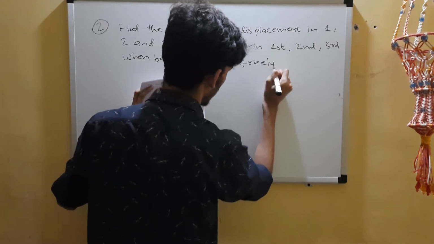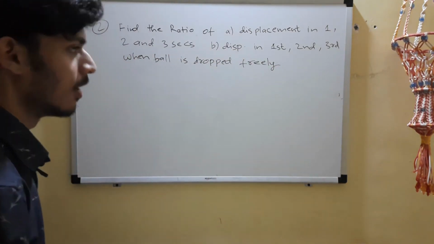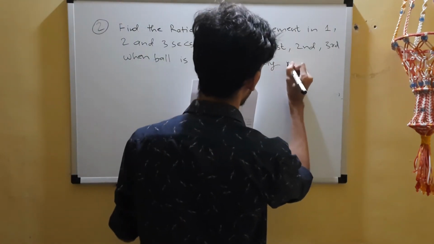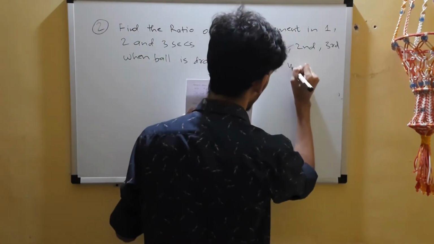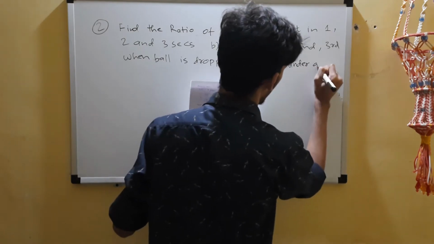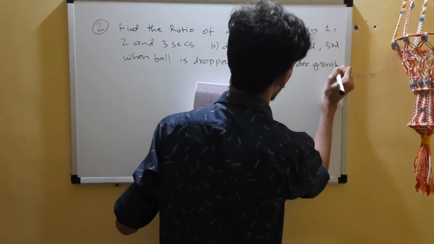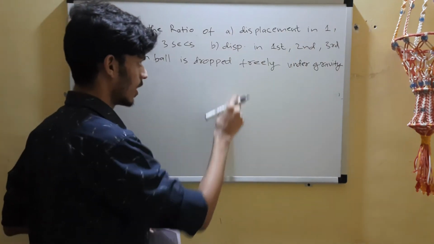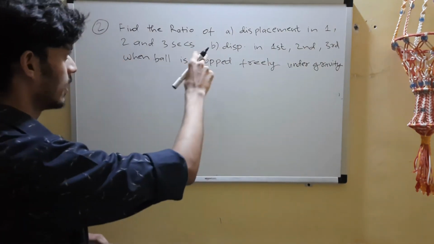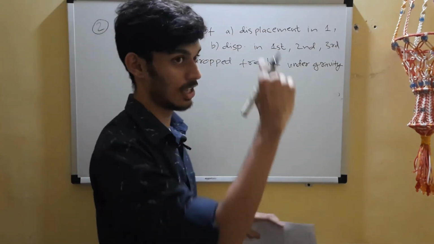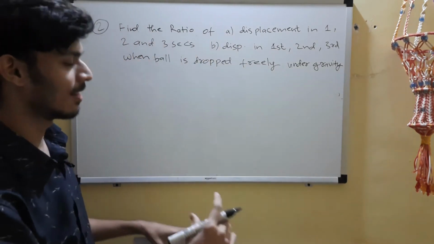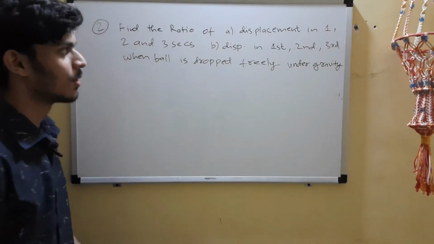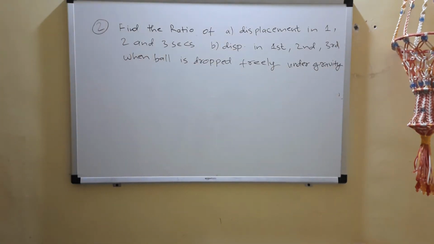So I think this question didn't come, but it will help you solve other questions. So you have to remember the results that we get. Drop freely under gravity. You have to find the ratio. I hope you know the difference between displacement in 1 second, 2 seconds and 3 seconds. This is one thing, and displacement in the first second, second second and third second is a different thing, right? So you can try that out. No options for this.